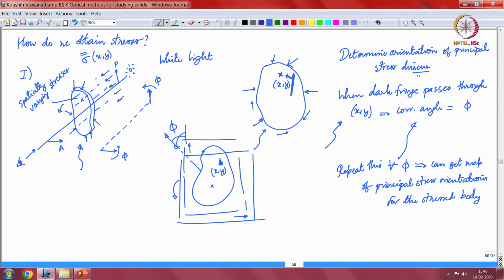The calculation is analogous. At that point the direction of the principal stress orientation is given by the angle that the polarizer makes with the horizontal line at that point, right. So by rotating this for every single point for all 5 values, you can get a map of the principal stress orientations for the stressed body, right. So that was the first step.